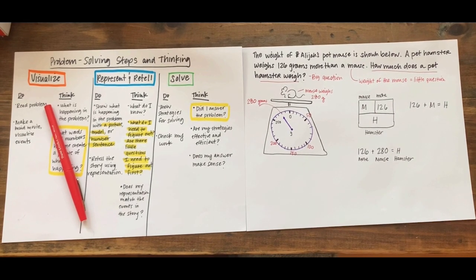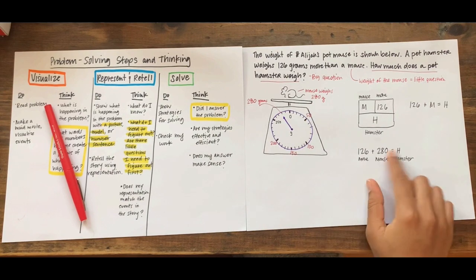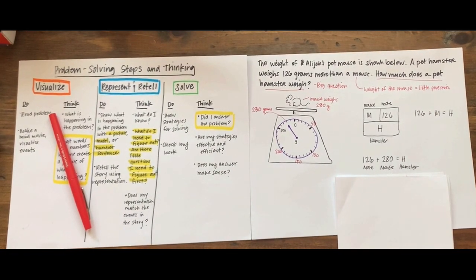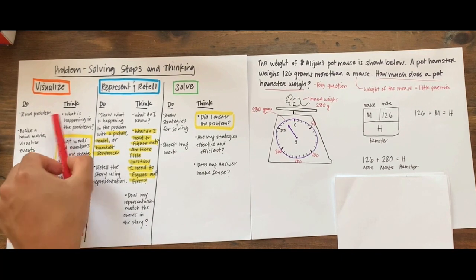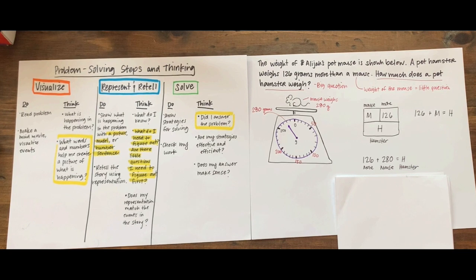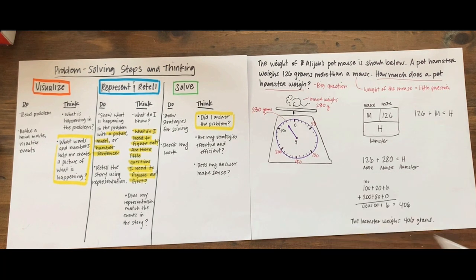How did you solve 126 plus 280? Great work. I heard friends say that they solved using a strategy that works for them. Some might have used expanded notation, some might have used flat sticks and dots, or some other addition strategy. Based on your addition work, how much does our pet hamster weigh? Yes, that's right. The pet hamster weighs 406 grams.